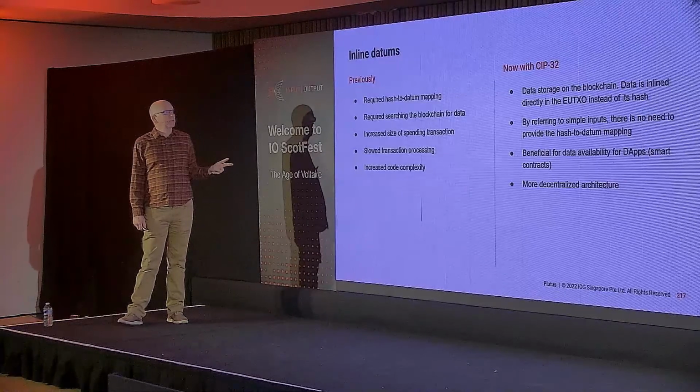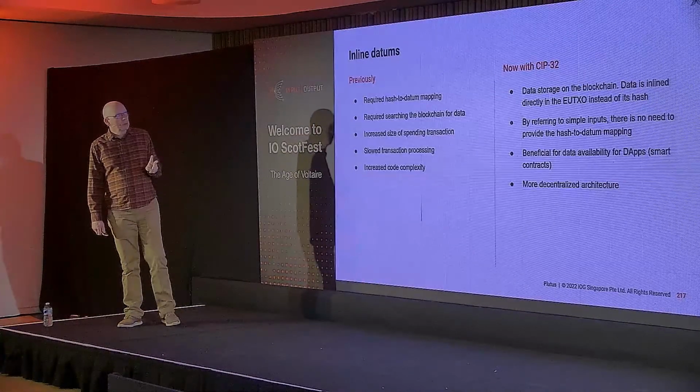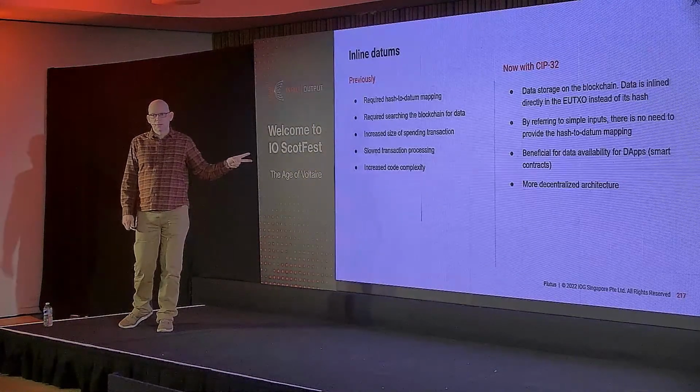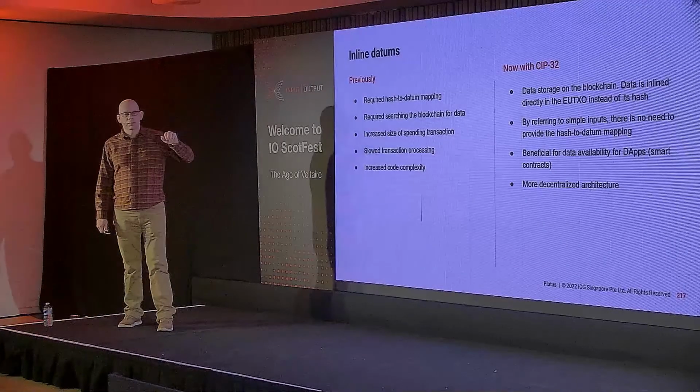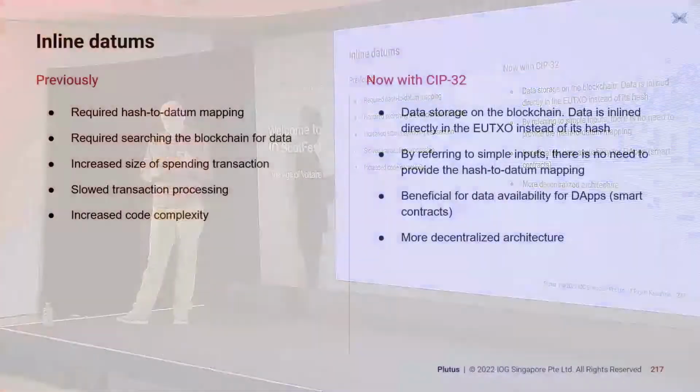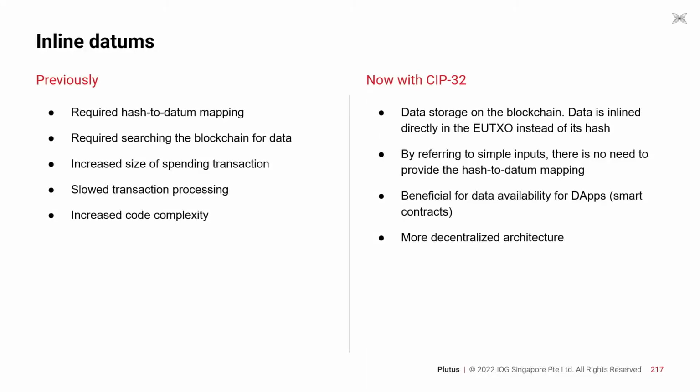Okay, CIP32, inline datums. So this one gets a little more technical. I'm going to gloss over some of the details, but basically, in the old version, we don't actually store data. Like I was talking about the data on a UTXO for an Oracle. You don't actually store the data in the old version. The only thing you can store is a hash.